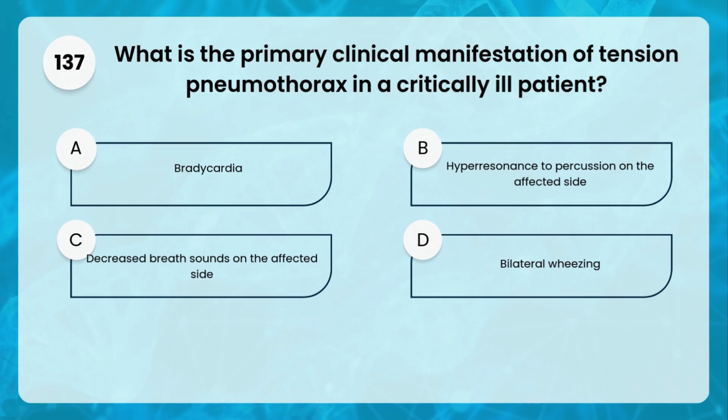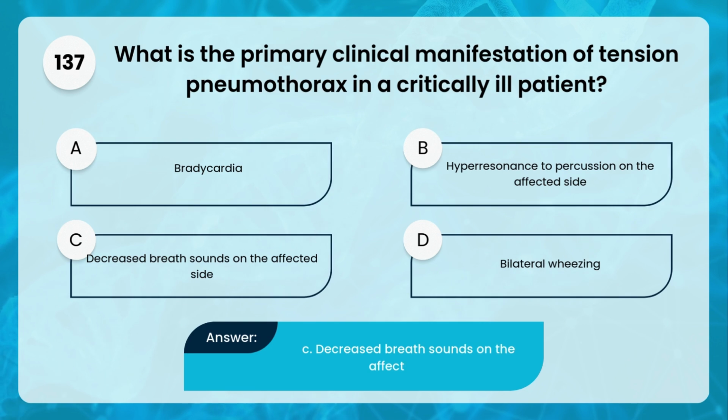A. Bradycardia. B. Hyperresonance to percussion on the affected side. C. Decreased breath sounds on the affected side. D. Bilateral wheezing. The answer is C. Decreased breath sounds on the affected side.